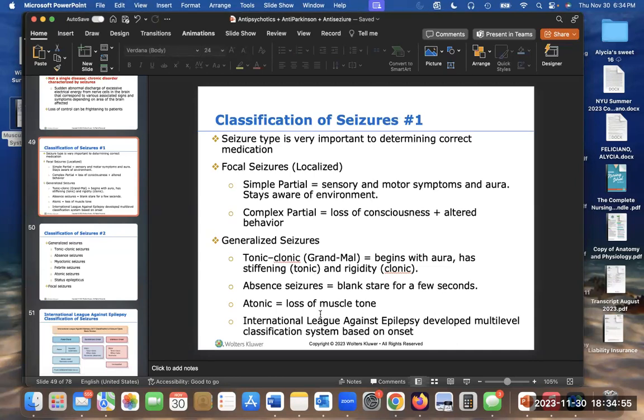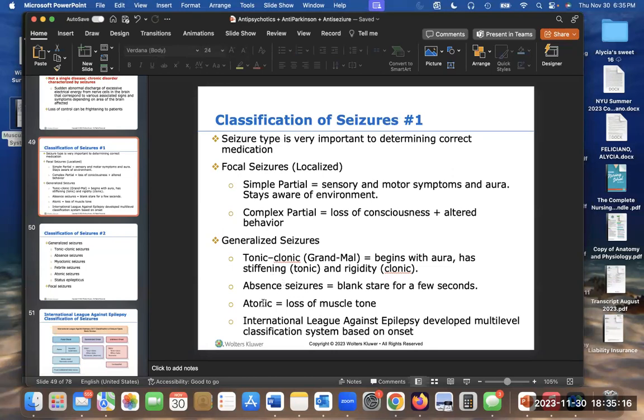For absent seizures, it's just a blank stare. I do this a lot, sometimes I just stare off into space. I don't have absent seizures, but an absent seizure is when they blank stare for a few minutes and then they come back. There are no seizure precautions the same way you would with the other ones.